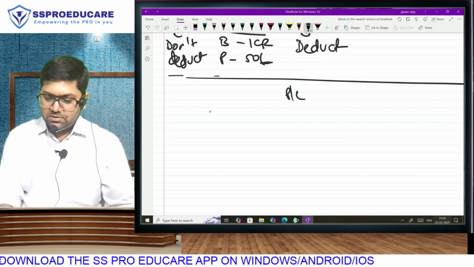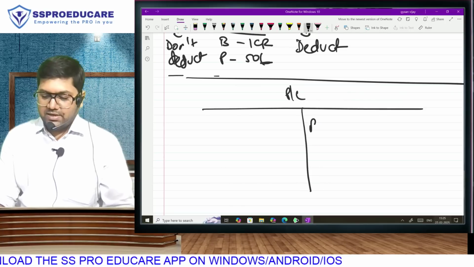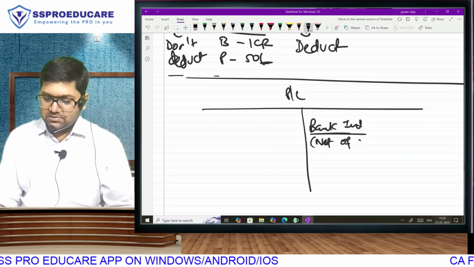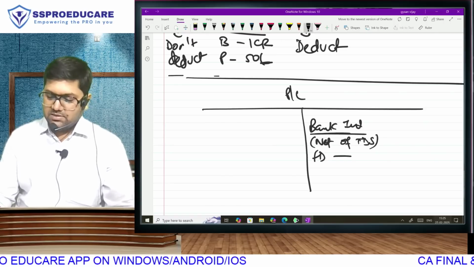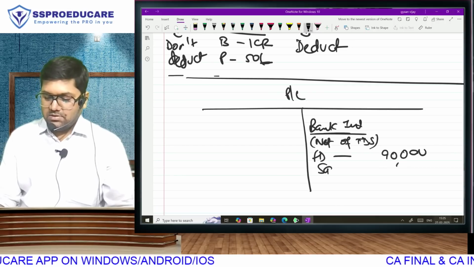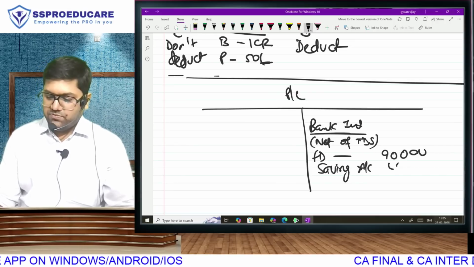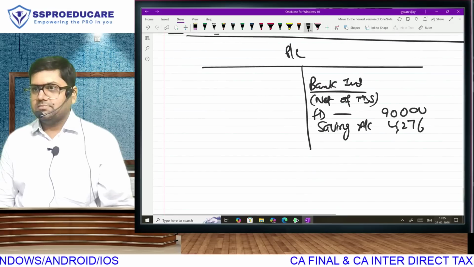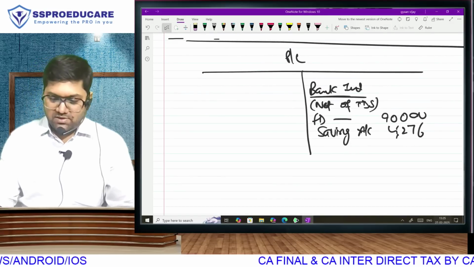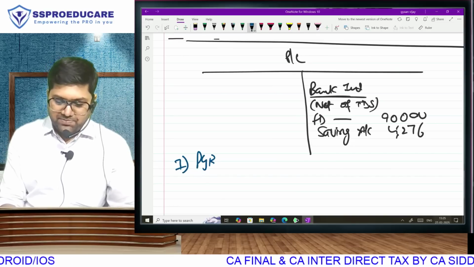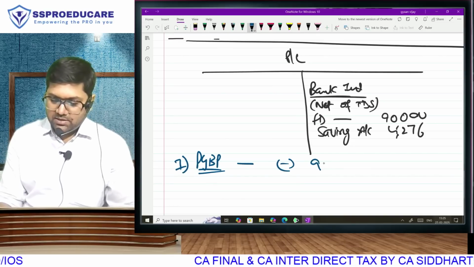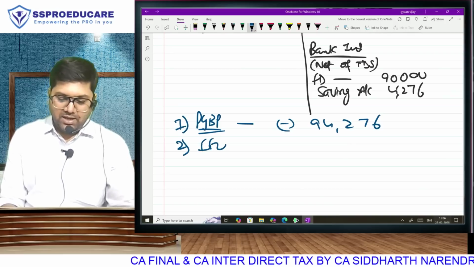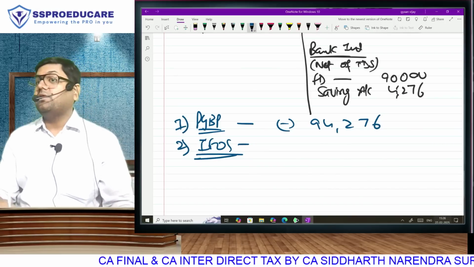You have a P&L account. You will have bank interest. There's a net of TDS. FD interest, 90,000. Saving account interest, 4276. What are your steps in this? Step number 1, in PGBP, you have to subtract 94,276. Step number 2, in IFOS, come on, answer this correctly, is where you will get your marks.